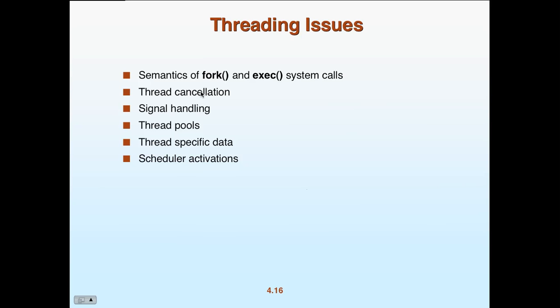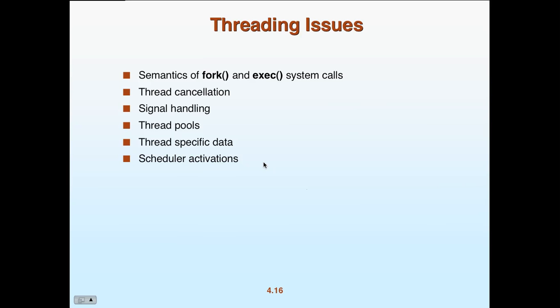More issues may be associated with thread cancellation. How do you cancel? How do you stop a thread? Signal handling. How do you catch signals? How do the threads identify that a child has stopped or a parent has gone away or something? Thread pools, the configuration of that. I'm going to go through all these in a few minutes in a lot more detail.